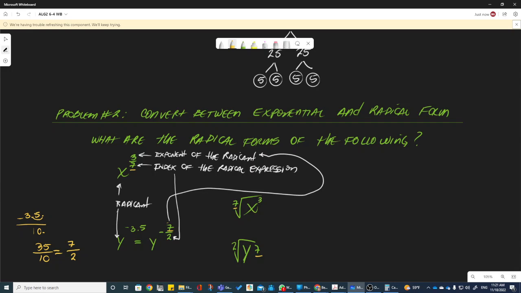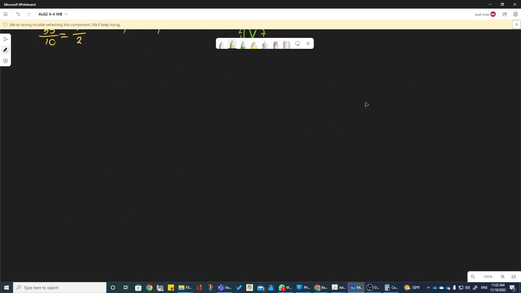Alright, so now I'm gonna give you a couple of properties, okay? For these rational exponents. Okay, so these are just properties. Okay?